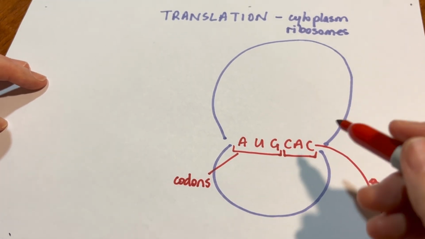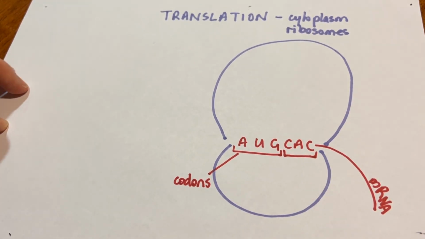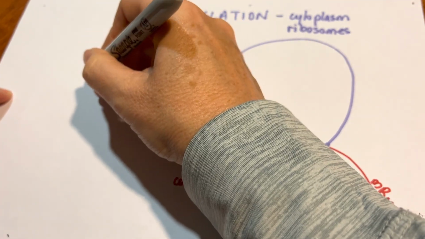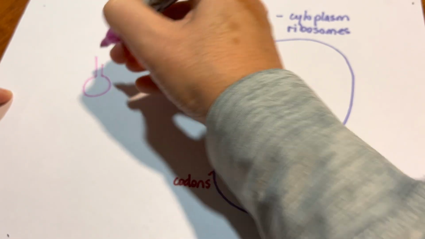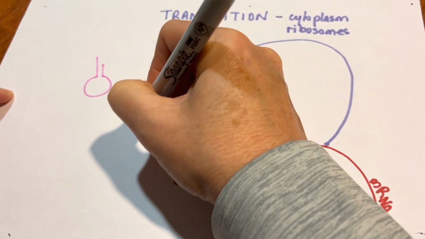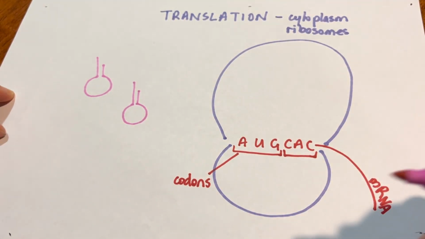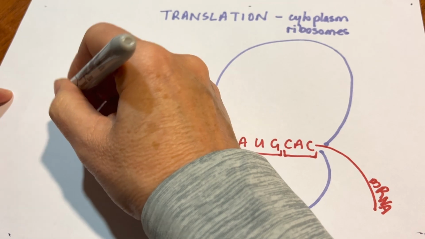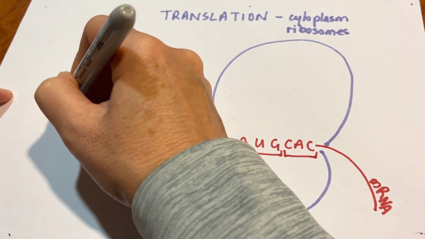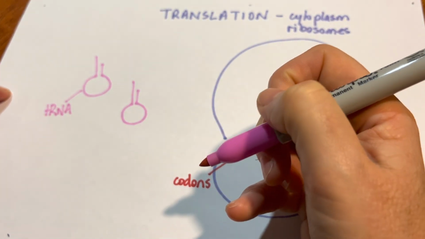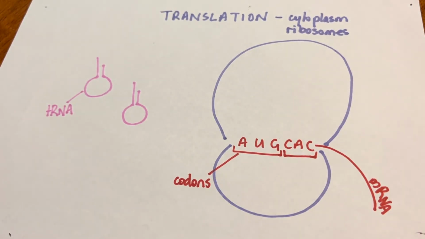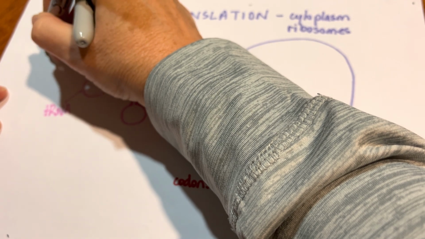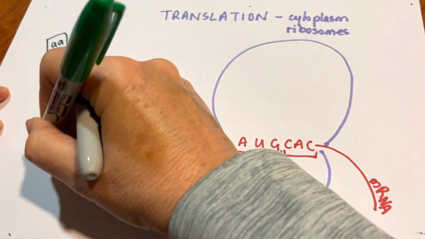And the way it gets read is by using a molecule called tRNA. tRNA floats around in the cytoplasm. There's lots of different tRNA molecules. They're kind of clover leaf shaped, but I'm going to draw them like this. And the job of a tRNA, T stands for transfer, is to transfer amino acids, which are also in the cytoplasm, floating around.